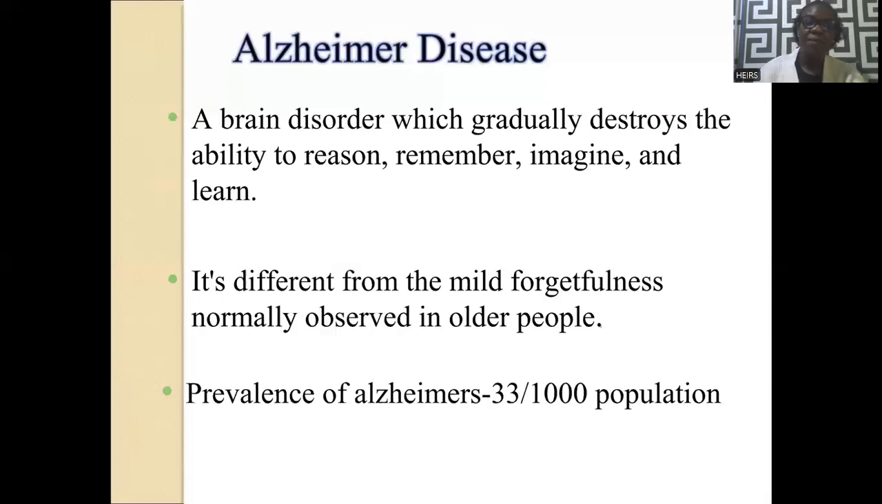Alzheimer's disease is a brain disorder which gradually destroys the ability to reason, remember, imagine, and learn, and is different from the mild forgetfulness that is normally observed in older people. The prevalence of Alzheimer's is, for every 1,000 of the population, about 33% will be diagnosed with Alzheimer's disease.